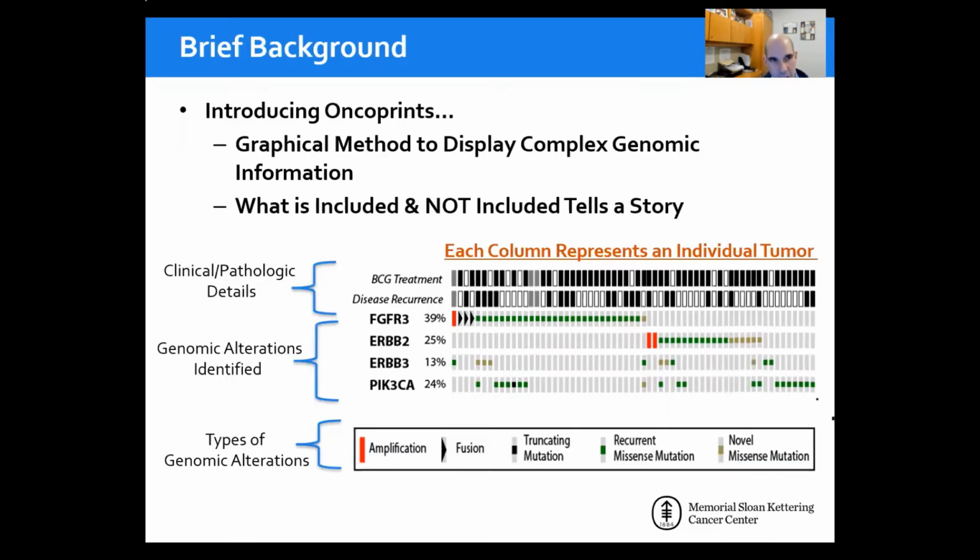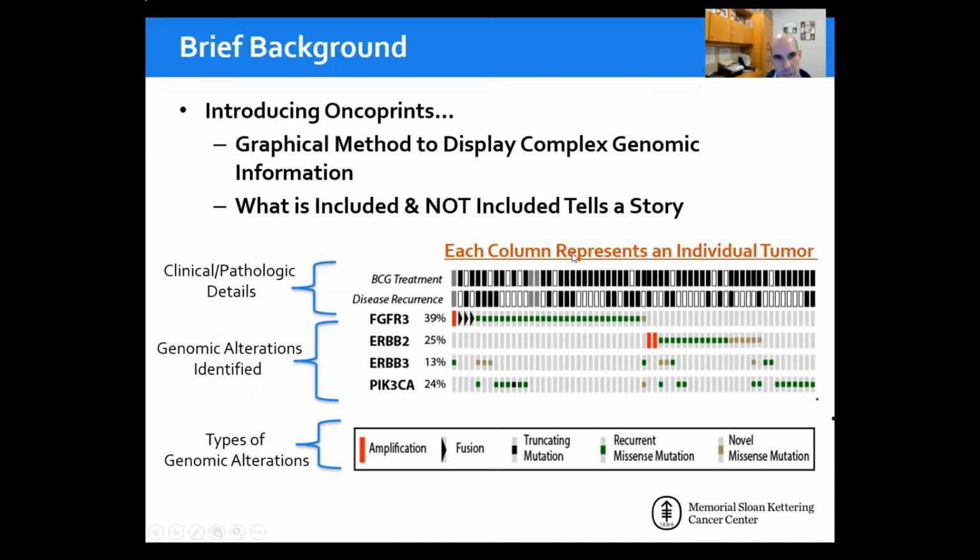So just by way of some brief background, what I'm going to do is present a bunch of what are called oncoprints. If you're not familiar with these, so they don't seem overwhelming, it's basically just a graphical method to display what is complex genomic information. It's really a way for the researchers to tell a story. And that story includes what's being shown on the graph, but also what's not being shown on the graph as well, so be mindful of that.